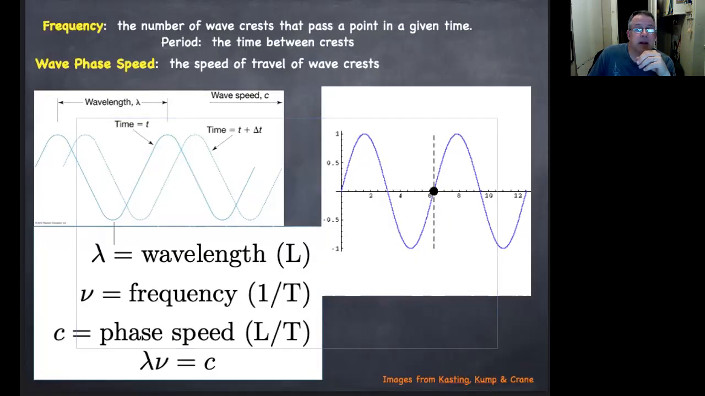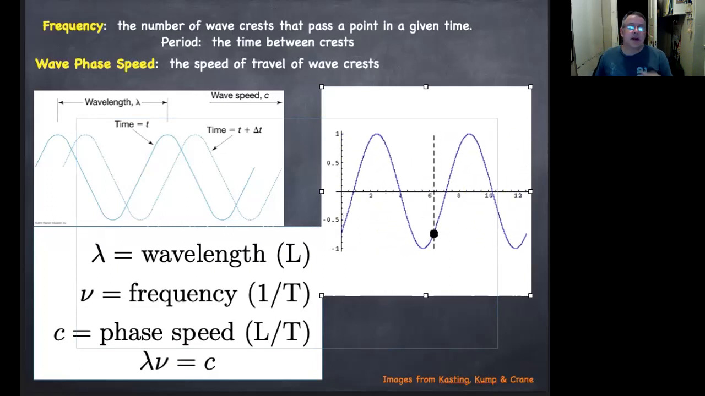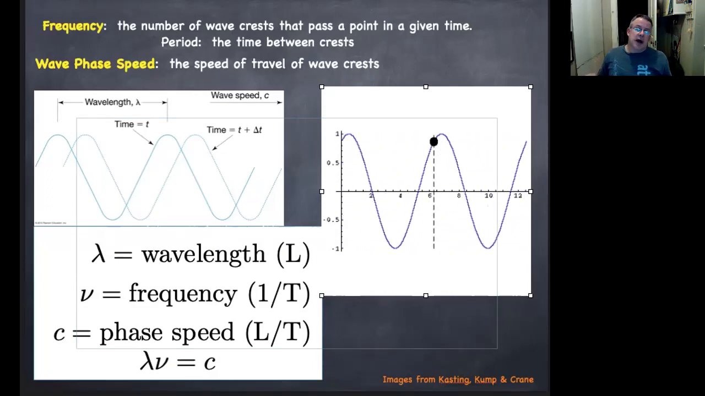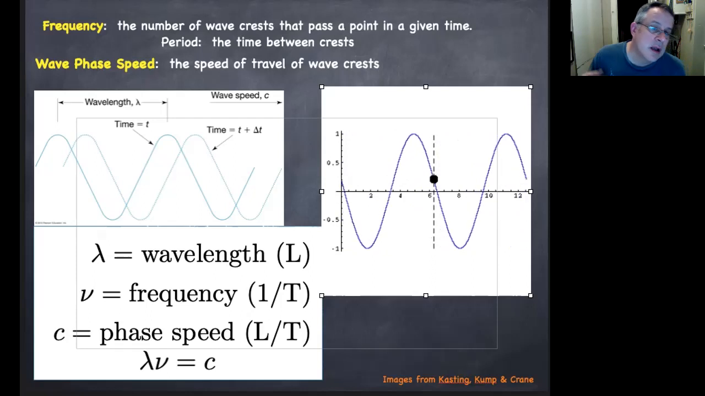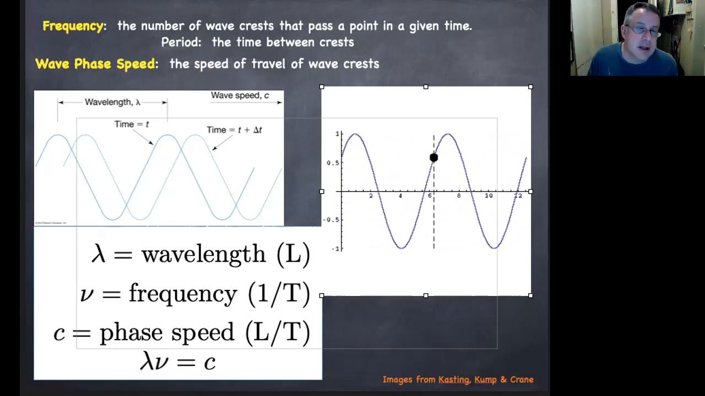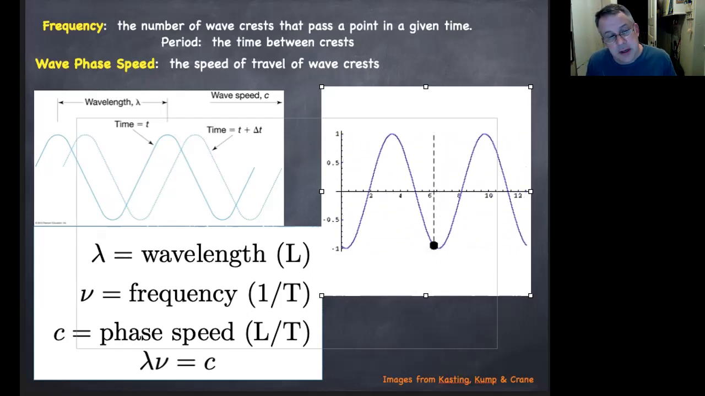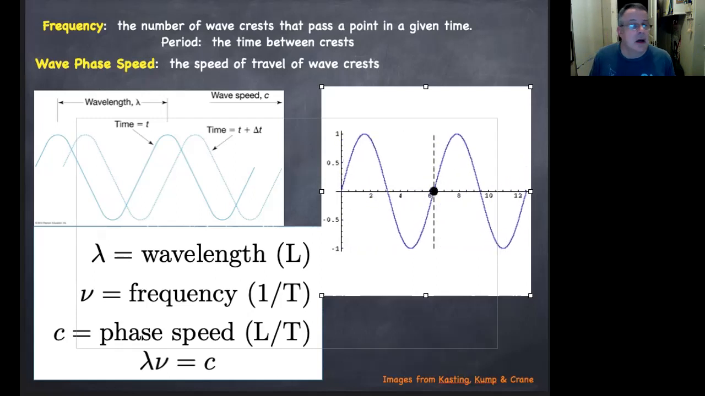Okay, let's take a look at this little movie. So this is kind of illustrating frequency as the crests go by. We're at a high. Now we're at a high one period later. Now we're at a high another period later. So if we counted the number of crests we were crossing per unit time, we would get the frequency.